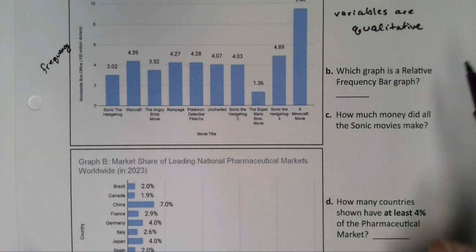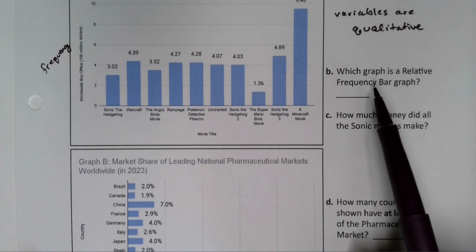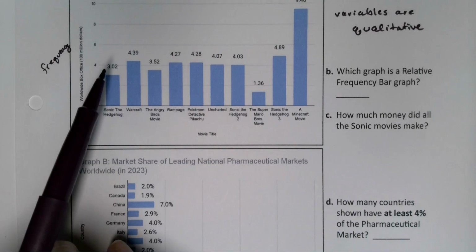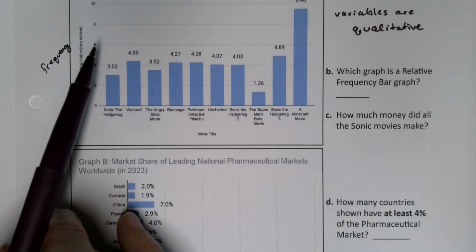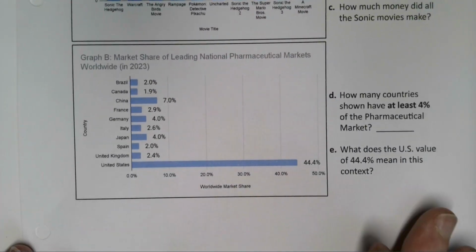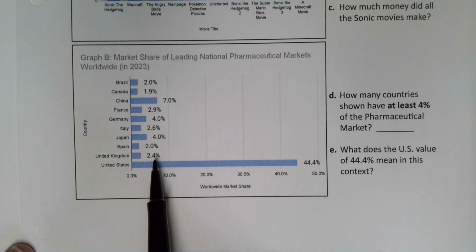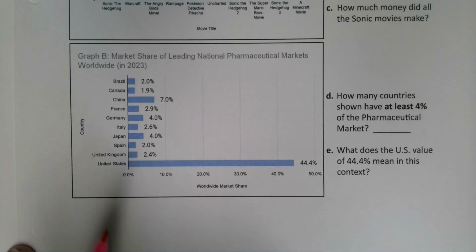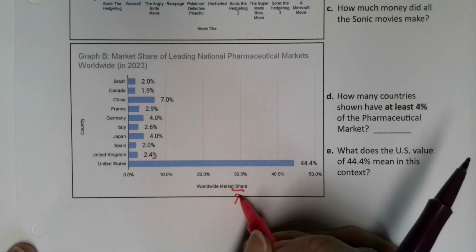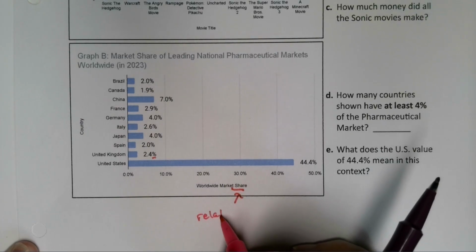Okay, which graph is a relative frequency bar graph? Well, this one's frequency. This is worldwide box office. I know they're decimals, but they're not really because they're $100 million. You have to imagine multiplying these by 100 million. Whereas down here, these are percents. This is share right here. So these are all percents. And so therefore, this is relative frequency down here.